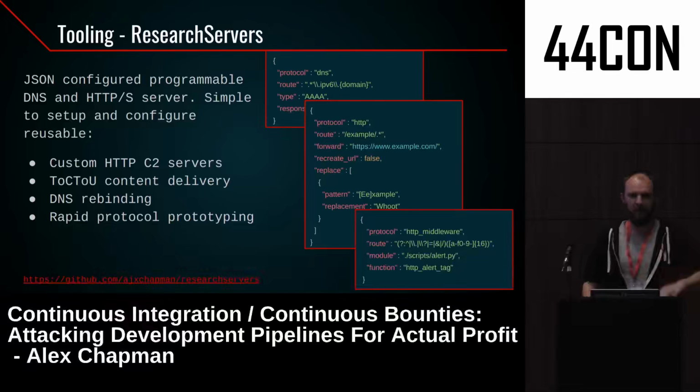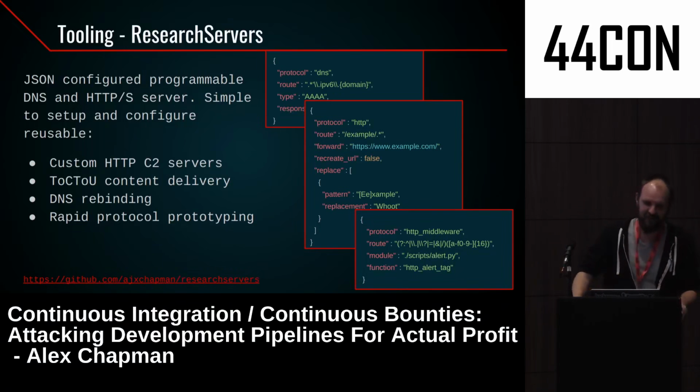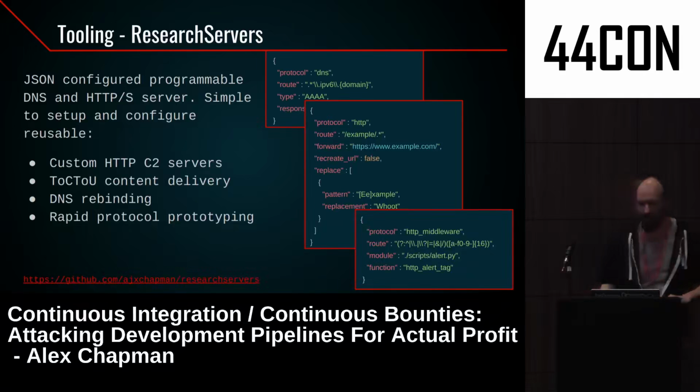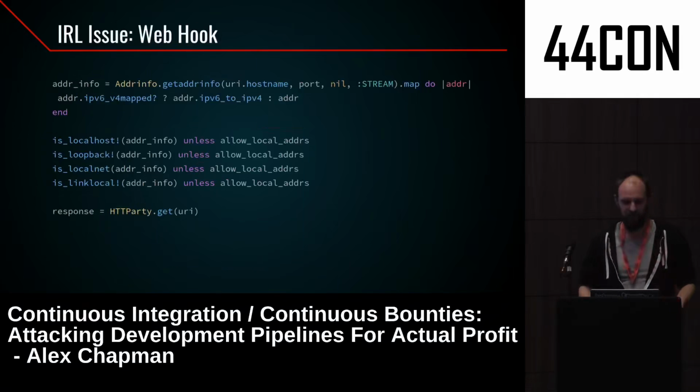So just as Cody has written himself a really cool DNS and HTTP server, I've done exactly the same thing. This has been years in the making though, and it's still really badly documented. So my tooling that I use for anything SSRF is called research servers, again available on GitHub. And it allows me to very quickly create custom HTTP servers to do loads of stuff. I'm running very close to time, so I'll run through this very quickly.